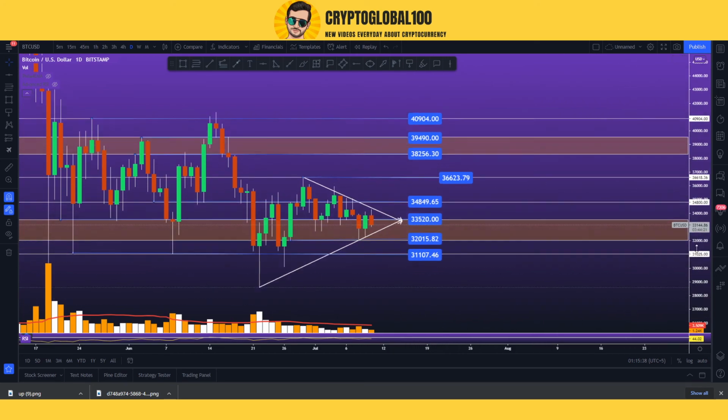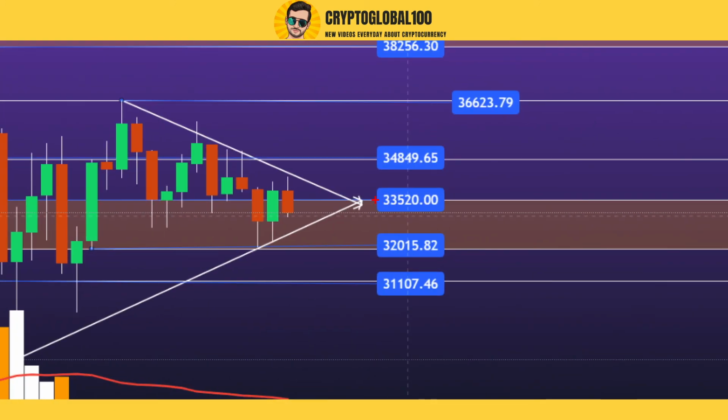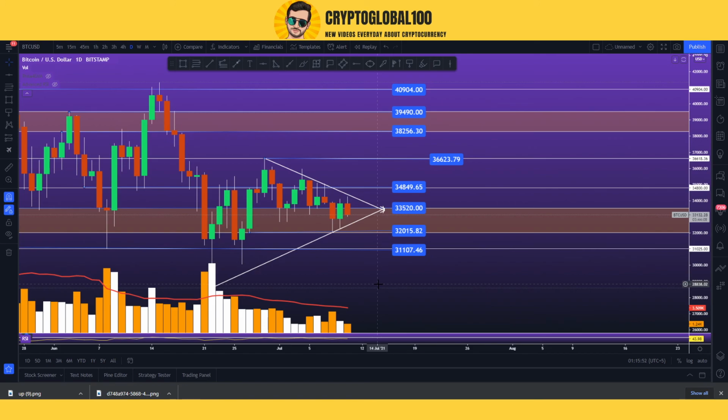So for now, if you want to predict the price of BTC, you can easily understand what would be our next support area, what would be our next resistance, and that is how the price behaves. So guys, that's it from my side.